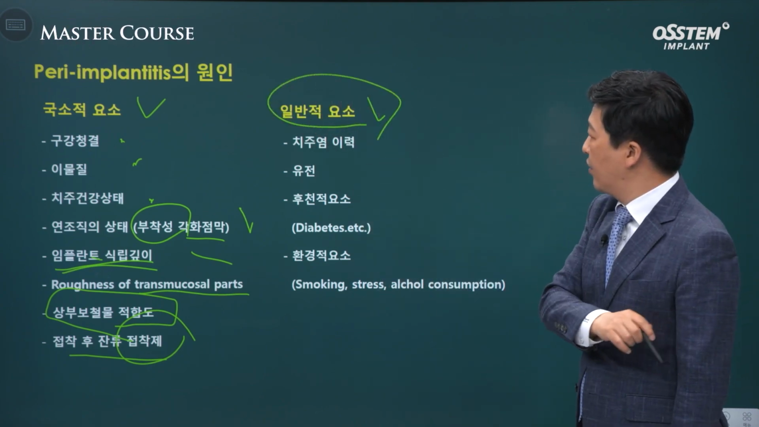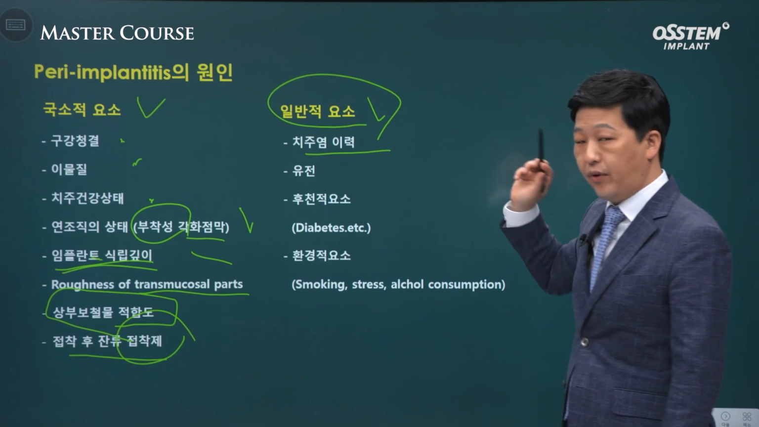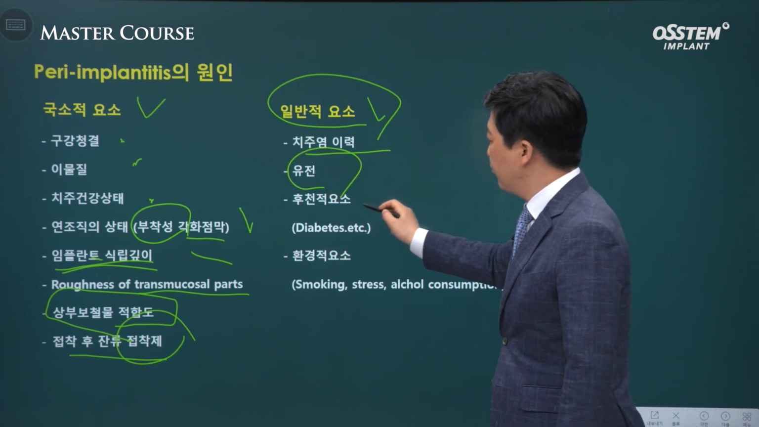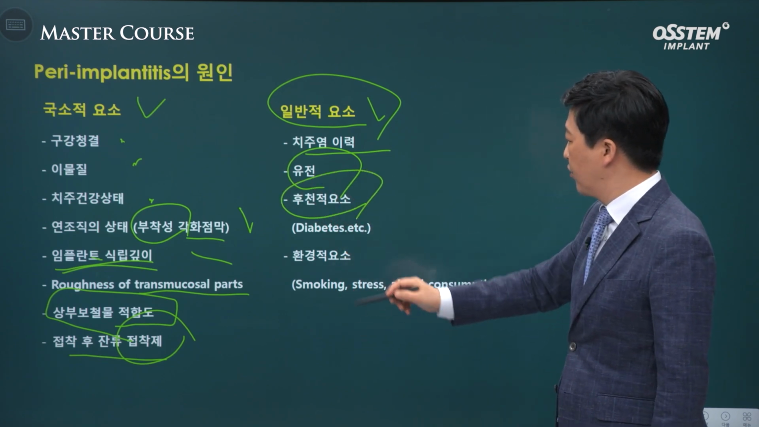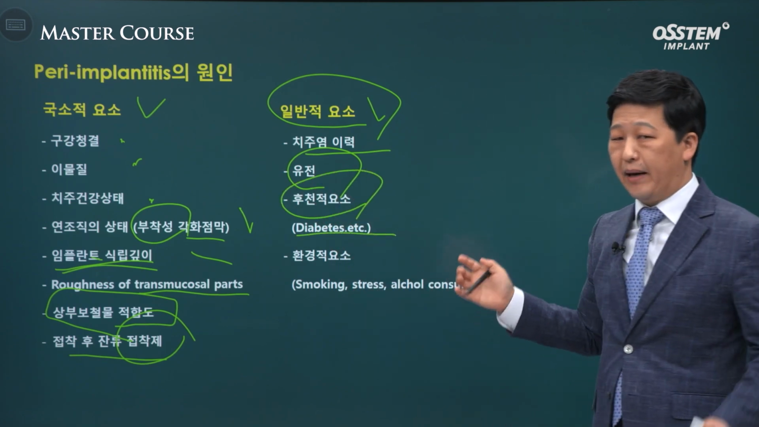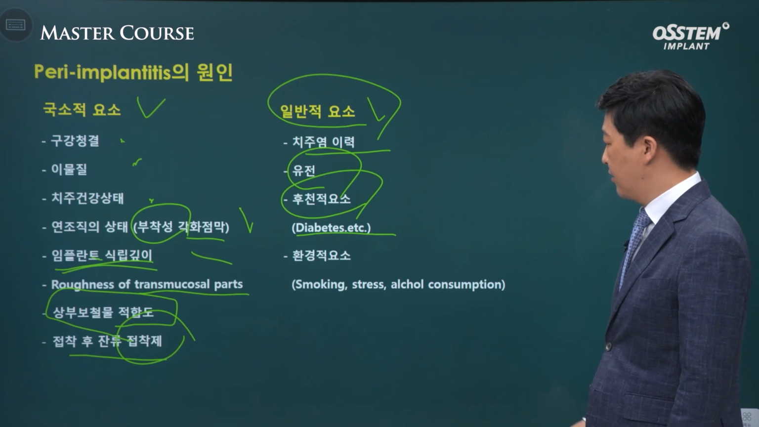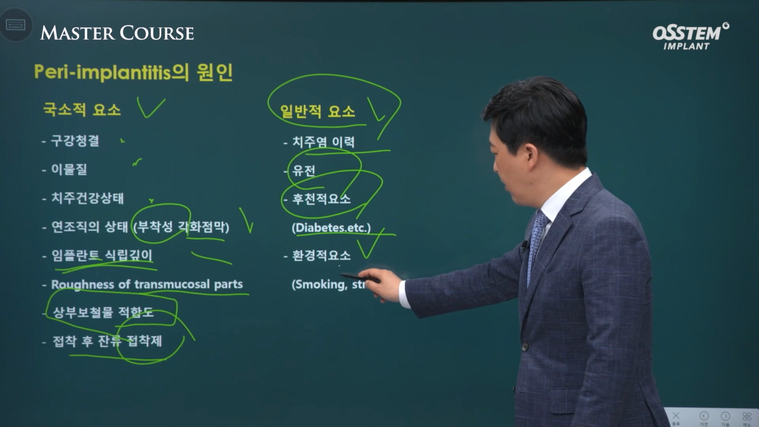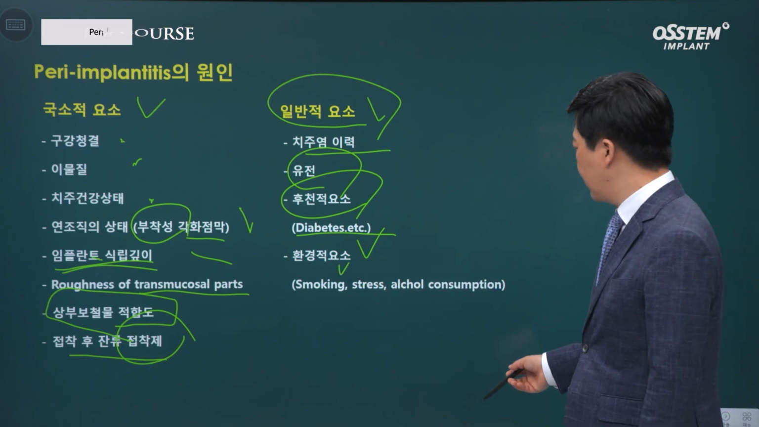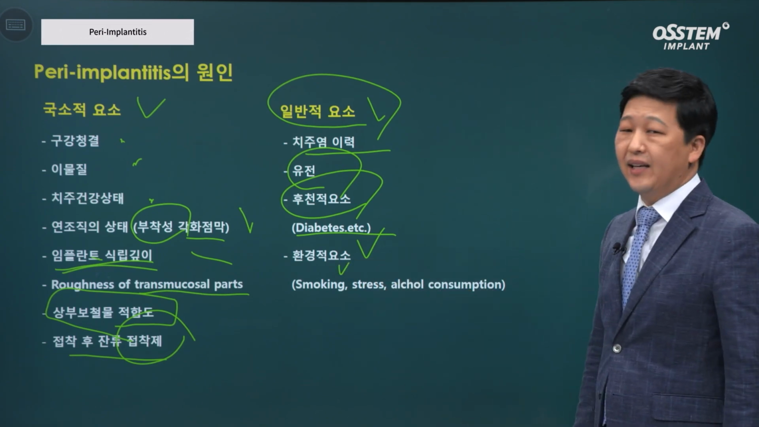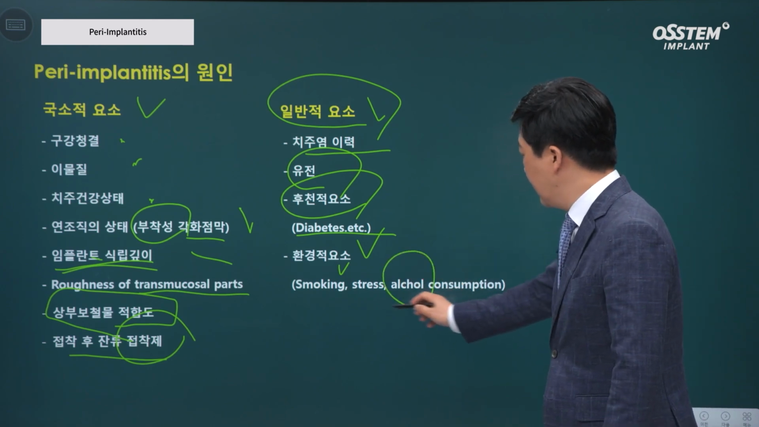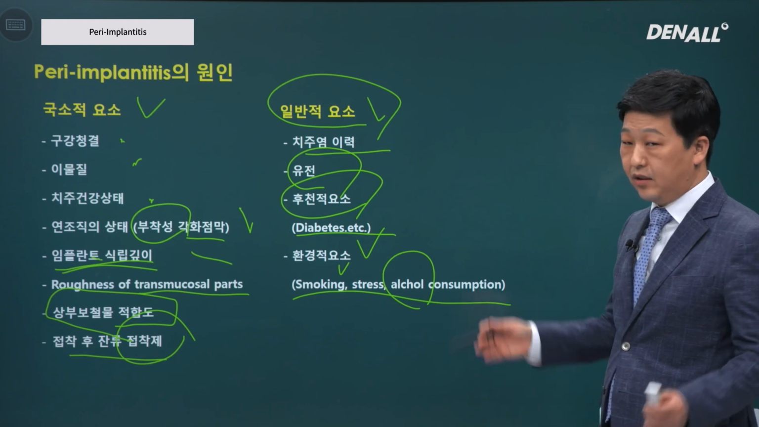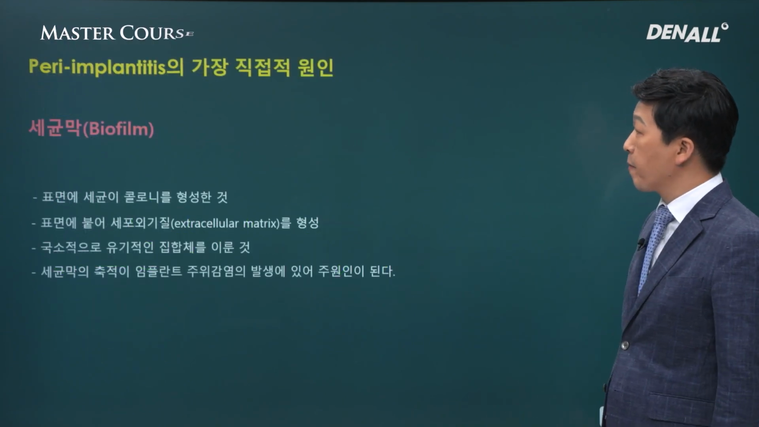Let's look at general causes. The patient could have a history of severe periodontitis. There can be a genetic factor as well. It can also be caused by acquired factors such as diabetes. The patient could have systemic disease as well, and there can be environmental factors. The patient may be smoking, or may be extremely stressed, or may be drinking excessively. In these cases, because management is difficult, peri-implantitis can occur more easily.